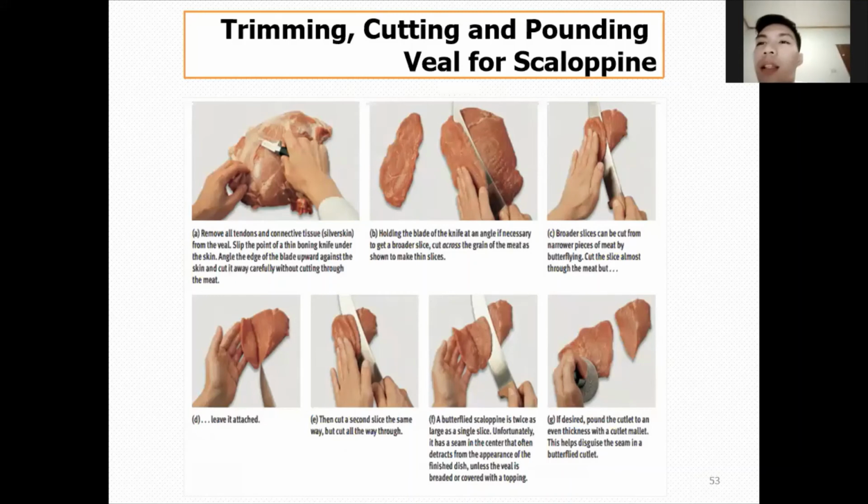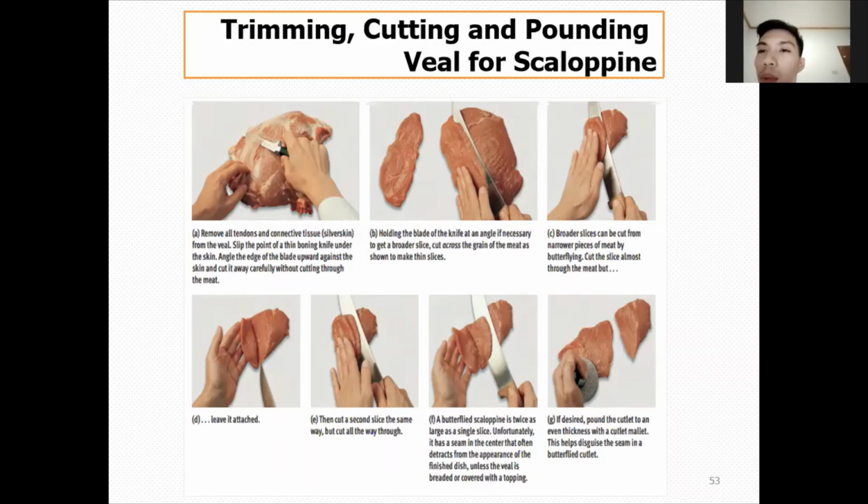Next, trimming, cutting, and pounding veal for scalloping. Remove all tendons and connective tissue from the veal. Slip the point of a thin boning knife under the skin. Angle the edge of the blade upward against the skin and cut it away carefully without cutting through the meat. Next, holding the blade of the knife at an angle, if necessary, to get a broader slice, cut across the grain of the meat as shown to make thin slices.